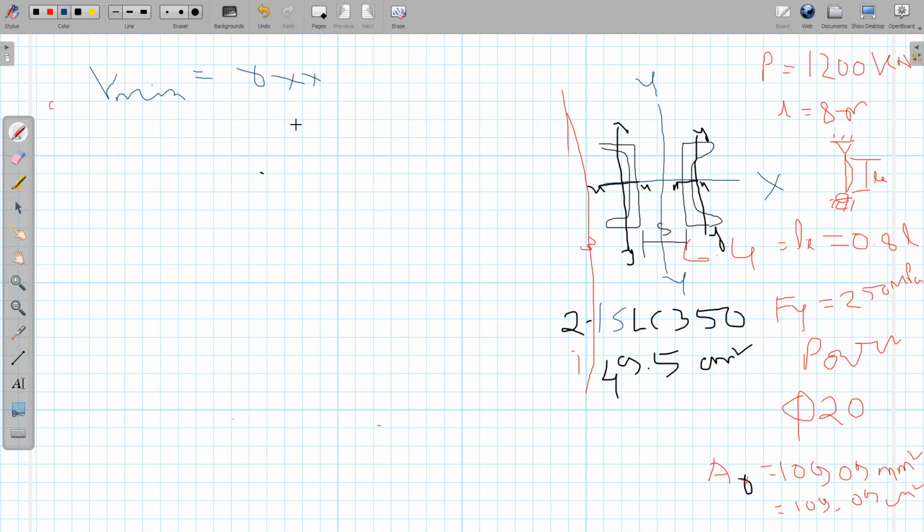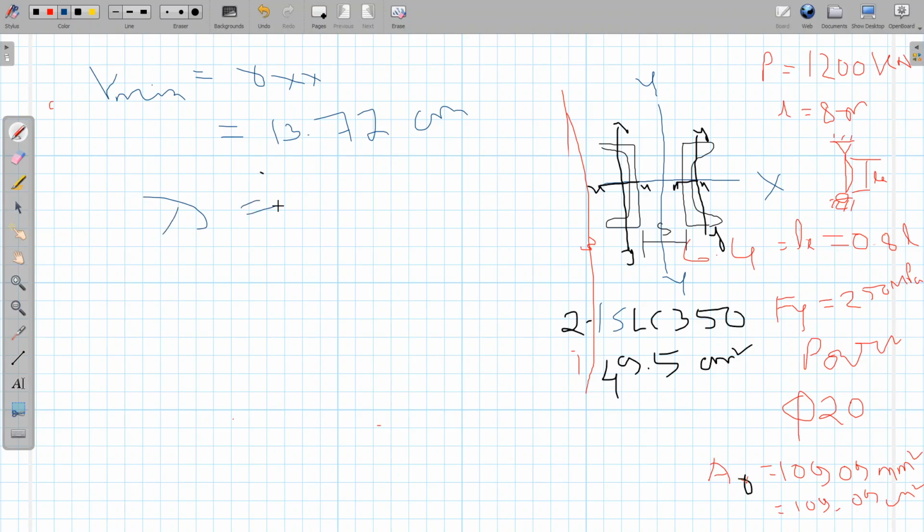So, R axis. Okay, so what is the R minimum? If you see the steel table, the R minimum given here is 13.72 cm. Using that, we will find out the lambda value.